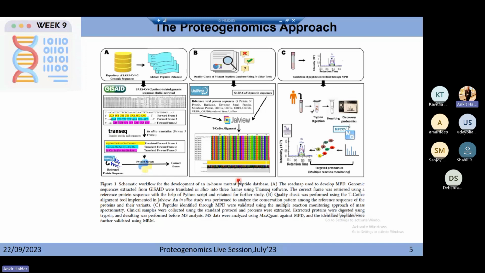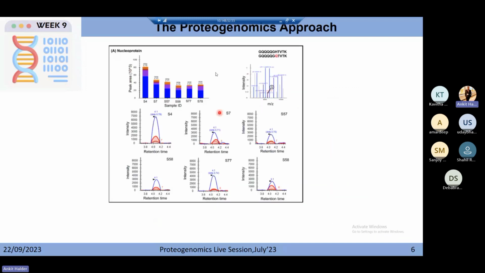So then, now that the database is fine, we searched it with the mass spectrometry data, and it identified some of the peptides which are mutated. For example, here, I'll just explain it and also show it.